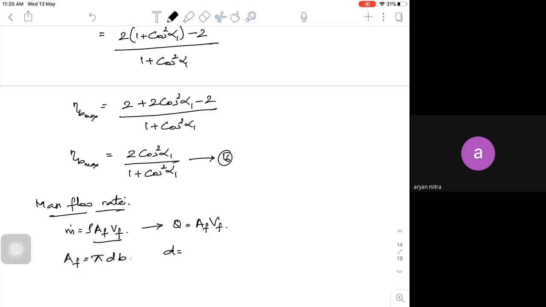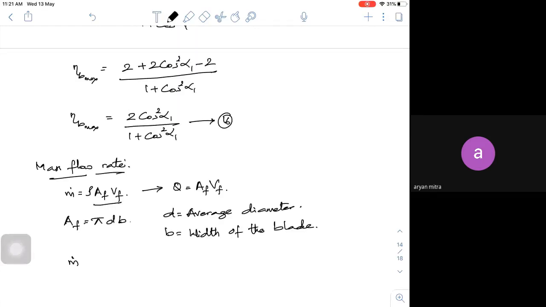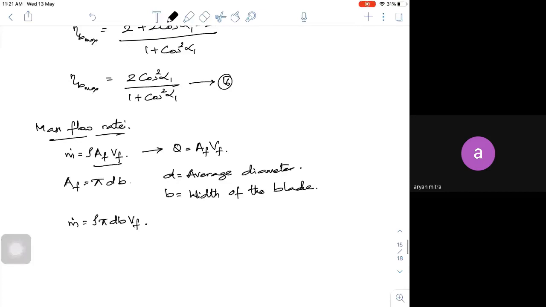the average diameter, and B is the width of the plate, because this will be very useful when you are solving the numerical. If I substitute this in the mass flow rate equation, it will be rho into pi D B into the velocity of flow. If you want to find the width, B is equal to the mass flow rate divided by density into pi into D into Vf.